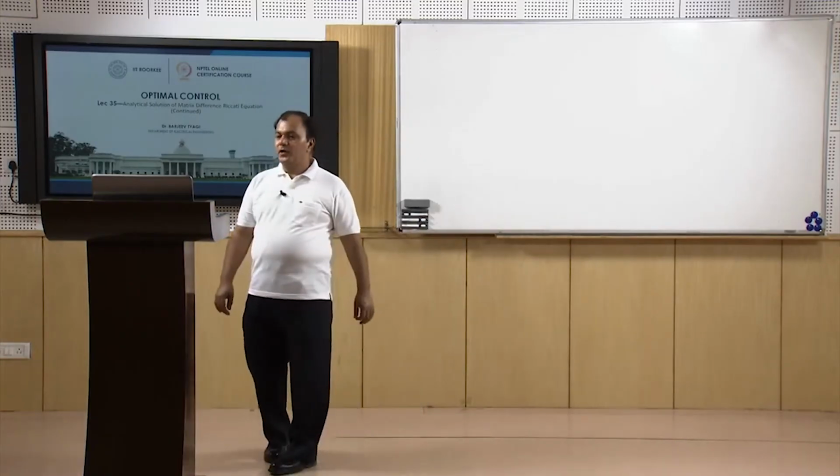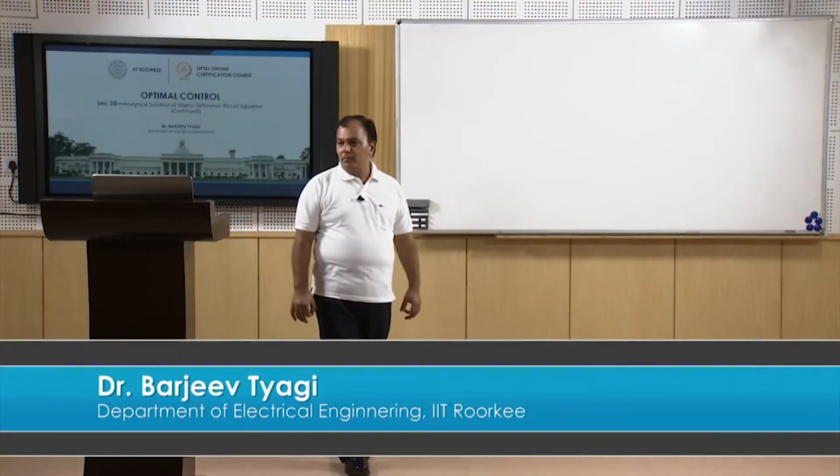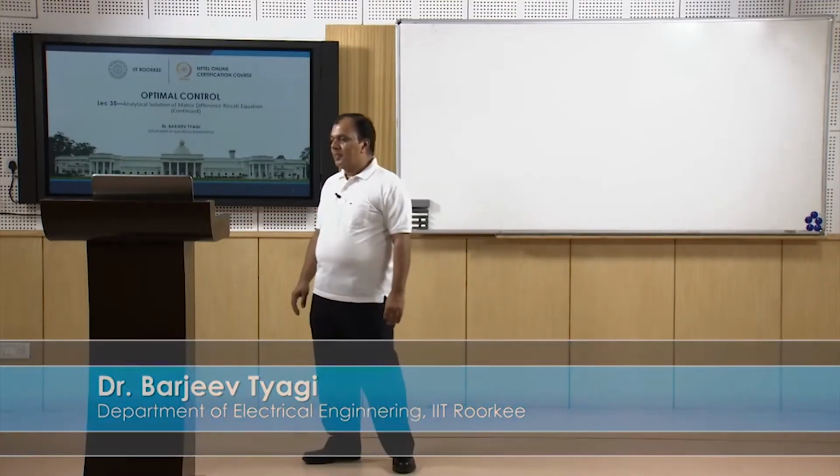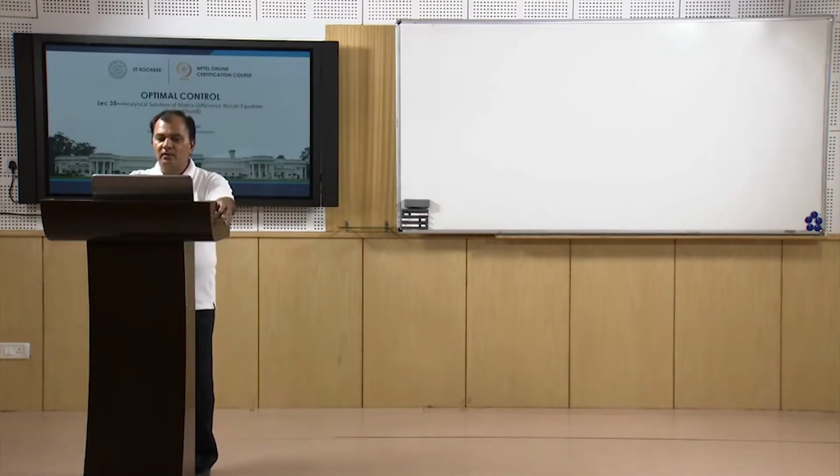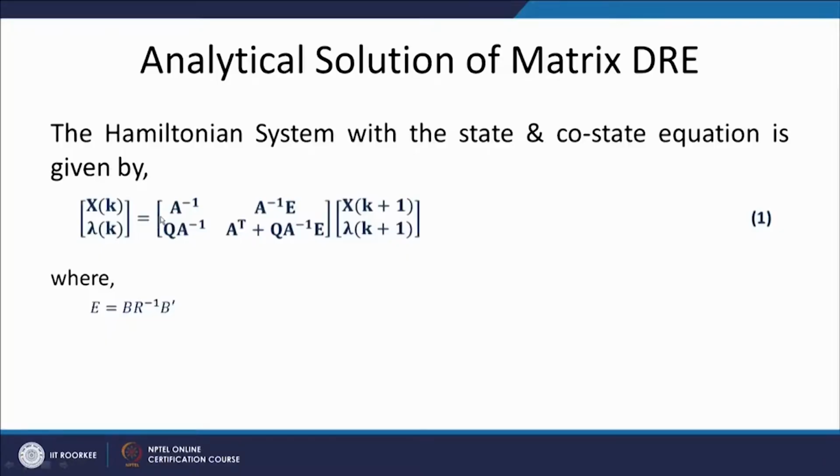So, welcome friends to this session of our discussion, which we will continue on the analytical solution of the matrix difference Riccati equation. In the previous class, we started our discussion on this, in which we define [x_k; lambda_k] equal to a matrix H, which is given as [A inverse, A inverse E; Q A inverse, A transpose plus Q A inverse E], and this matrix we are getting from our Hamiltonian system, which was defined for x k plus 1 and lambda k.